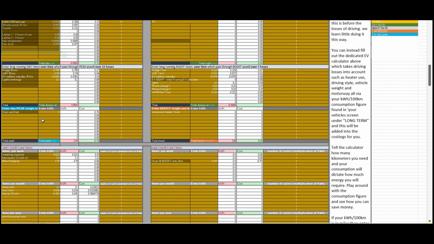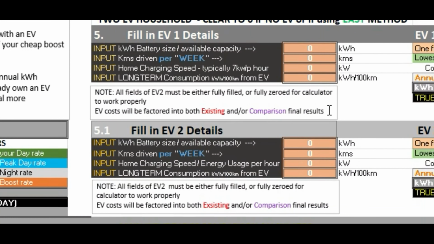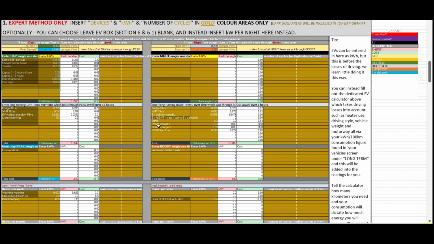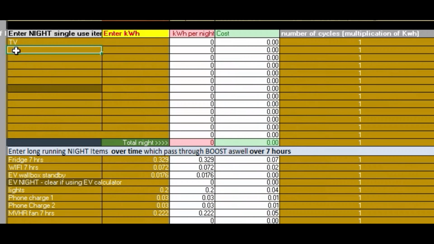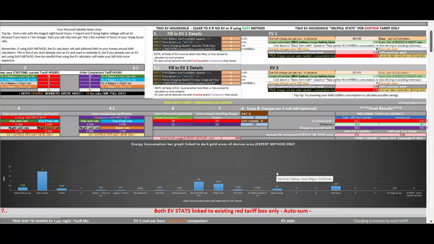Tariff Engine also comes with a dedicated, fully cost integrated EV calculator for a 2 EV household because vehicle consumption figures tell us so much. You could zero the EV area here and instead enter your wall box kilowatt hour usage along with all of your other home's items. But this won't take into account the variability of everyday driving, such as motorway or heater usage. But if you're looking for cost prediction or variability, then this tool is for you.